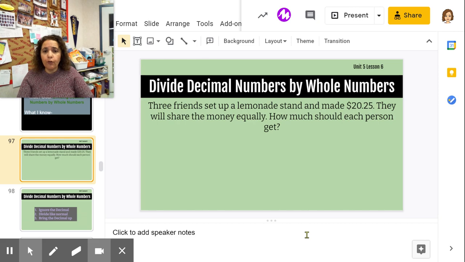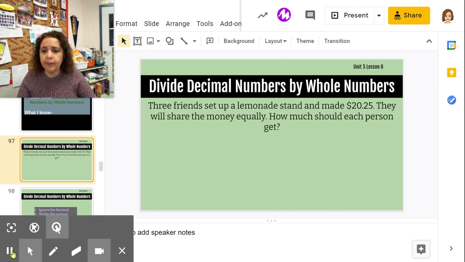Okay, so let's take a look at our first problem. Divide decimal numbers by whole numbers. Three friends set up a lemonade stand and made $20.25. They will share the money equally. How much money should each person get? So first of all, stop the video and see if you can figure out why this is division, and then come back to me.